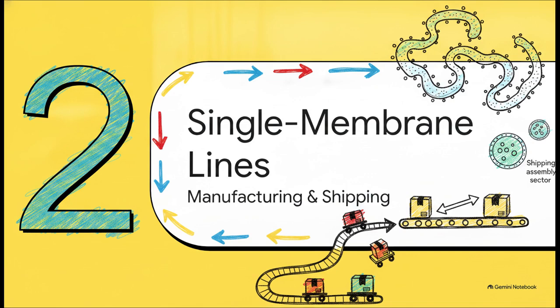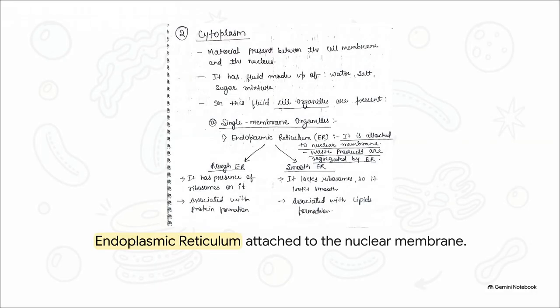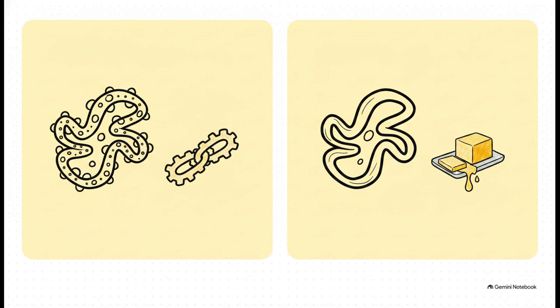Moving right along to Part 2, Single Membrane Assembly Lines, Manufacturing and Shipping. Okay, meet our first major piece of heavy machinery, the endoplasmic reticulum, or just the ER for short. Now, this one is categorized as a single membrane organelle. And notice how it attaches directly to the nuclear membrane? Yeah, that is entirely by design. It takes its orders straight from headquarters. The ER acts as the factory's primary assembly line, and it even pulls double duty by helping to segregate waste products. But the ER actually has two totally distinct departments, and this brilliantly illustrates how biological form dictates function.